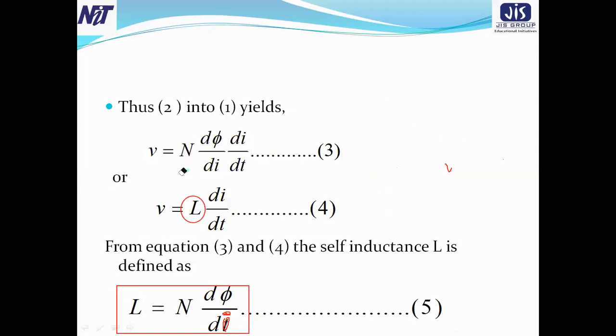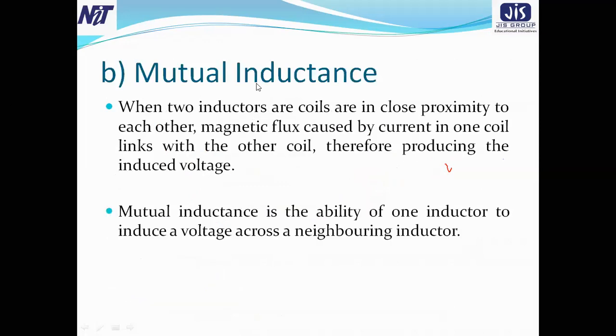Now move to the next slide. So in this way, we can find the self-inductance. After finding the self-inductance, now we can talk about the mutual inductance. So what is mutual inductance? When two inductor coils are in close proximity to each other, magnetic flux caused by current in one coil links with the other coil, therefore producing the induced voltage.